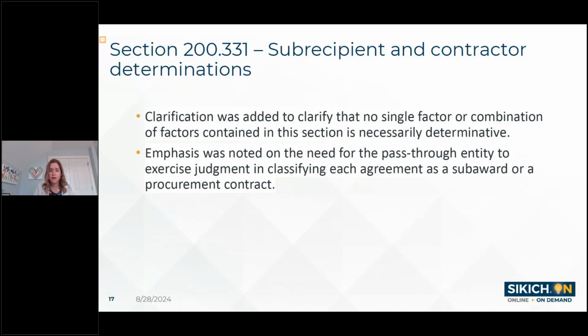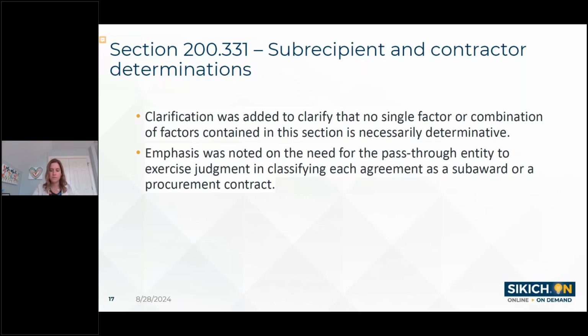Emphasis was noted on the need for the pass-through entity to exercise judgment, again, in classifying the type of agreement that this is, to make sure that you have the proper agreements and documentation in place, as they do vary very differently whether or not you are truly passing on grant funds to a subrecipient or if you have a vendor contractor relationship.